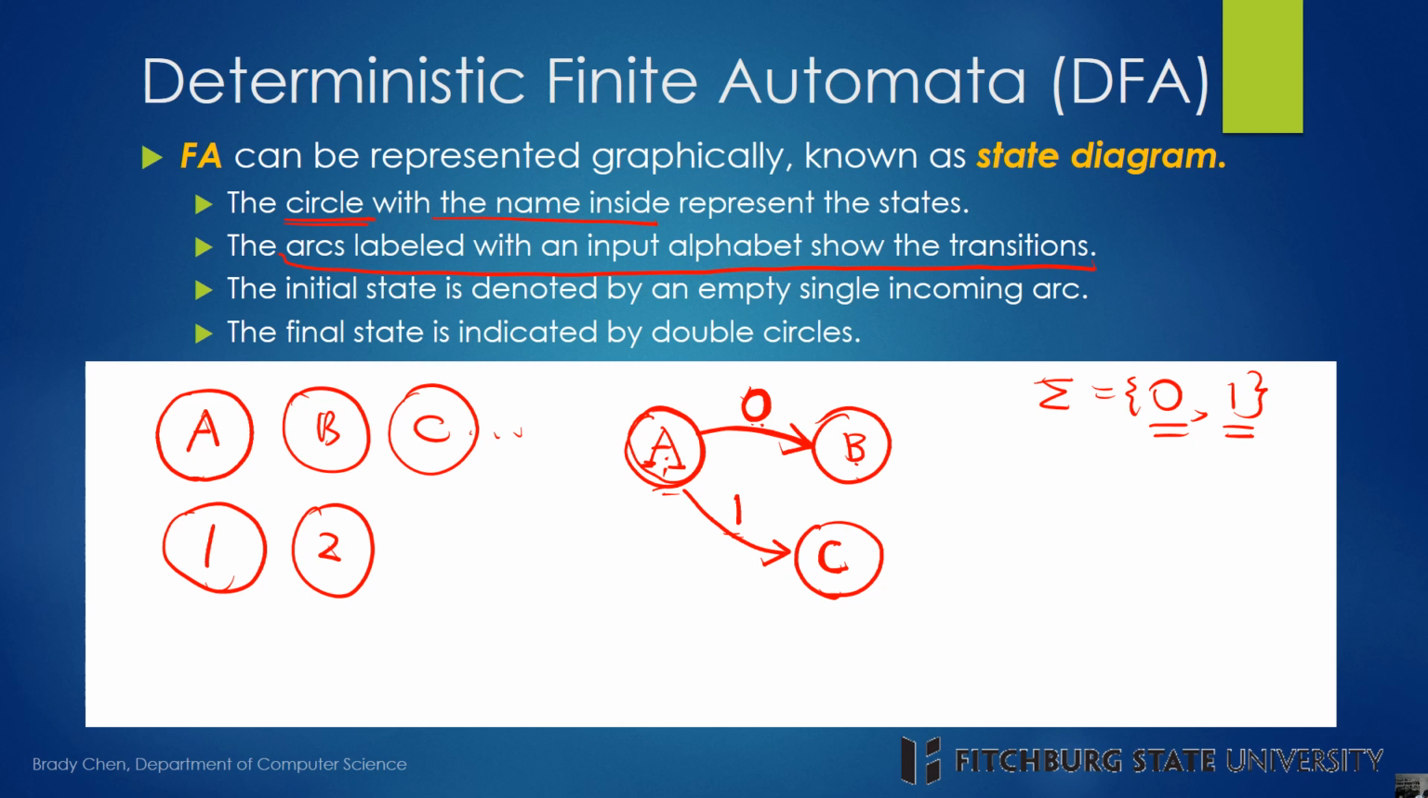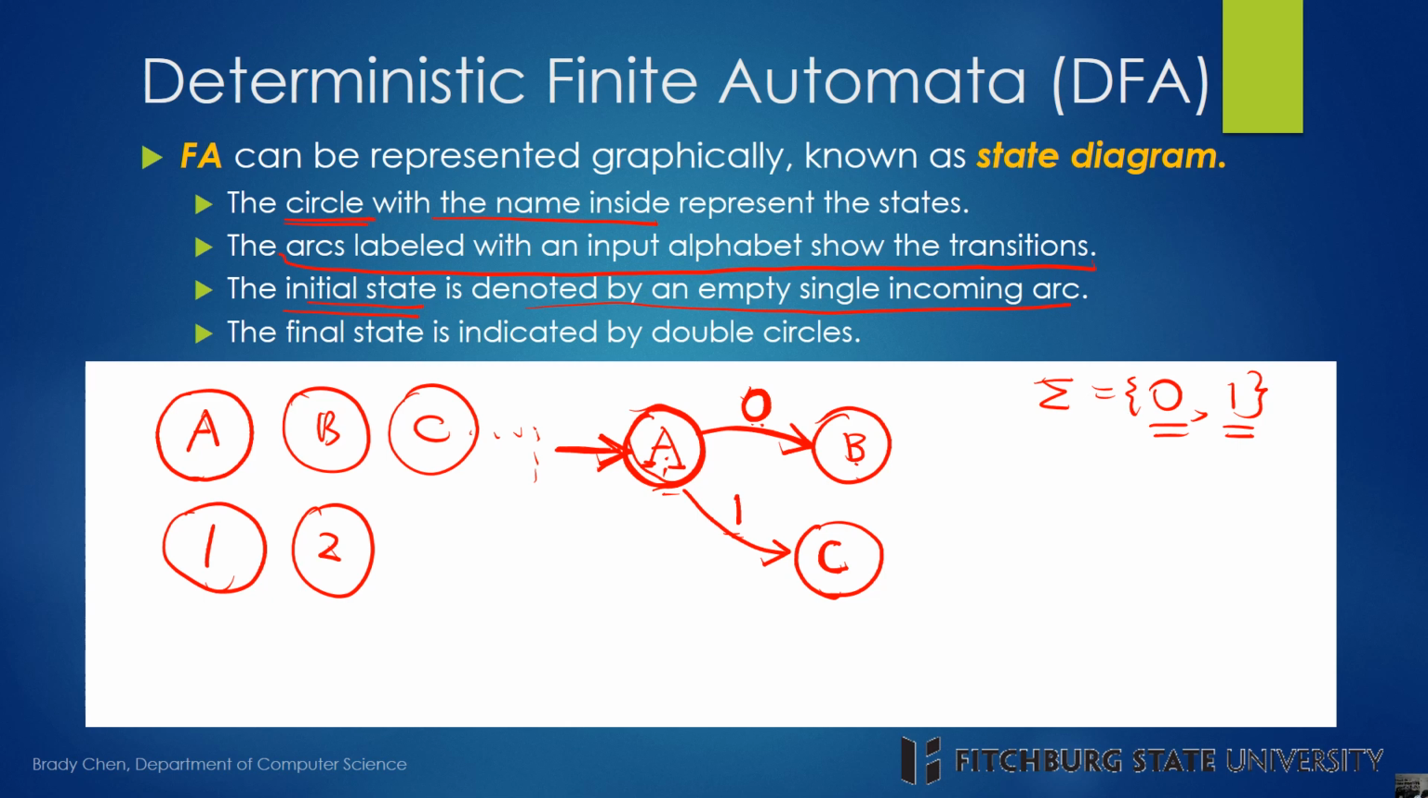Okay, the initial state, the start state, is denoted by an empty single incoming arc. So normally we use the incoming arc. It's coming from nowhere. There's nothing before the arc. So that means A is the start state. Now the final state is indicated by a double circle.